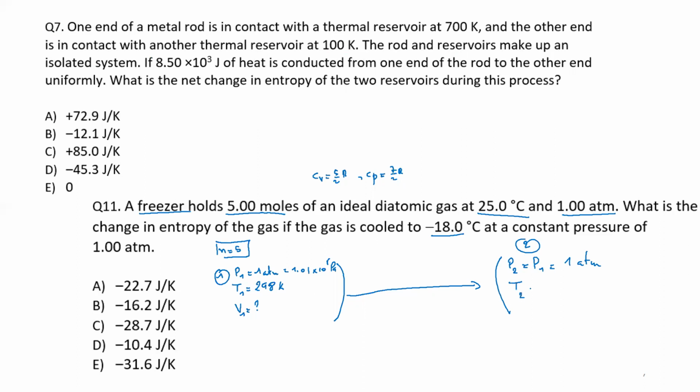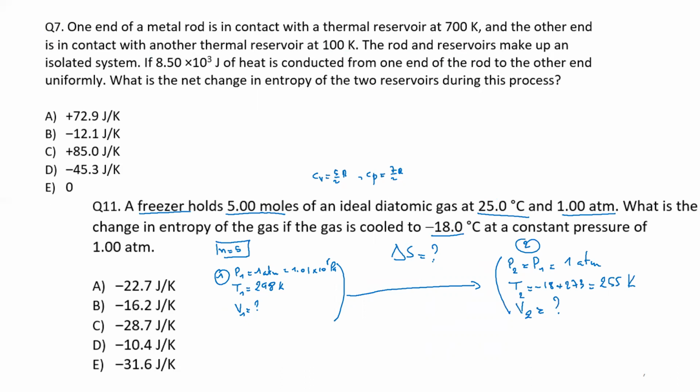Now, what is the temperature? The new temperature, of course, is minus 18 plus 273, and I get it in Kelvin. So I get 255 Kelvin. Okay, now what should be my volume 2? I don't know it, but I can get it as I get volume 1. Now the question is this: during this process from 1 to 2, what is the delta S? What is the change in entropy? So what do you think? The change in entropy will be positive or negative? Of course, it will be negative because I'm cooling down the gas.